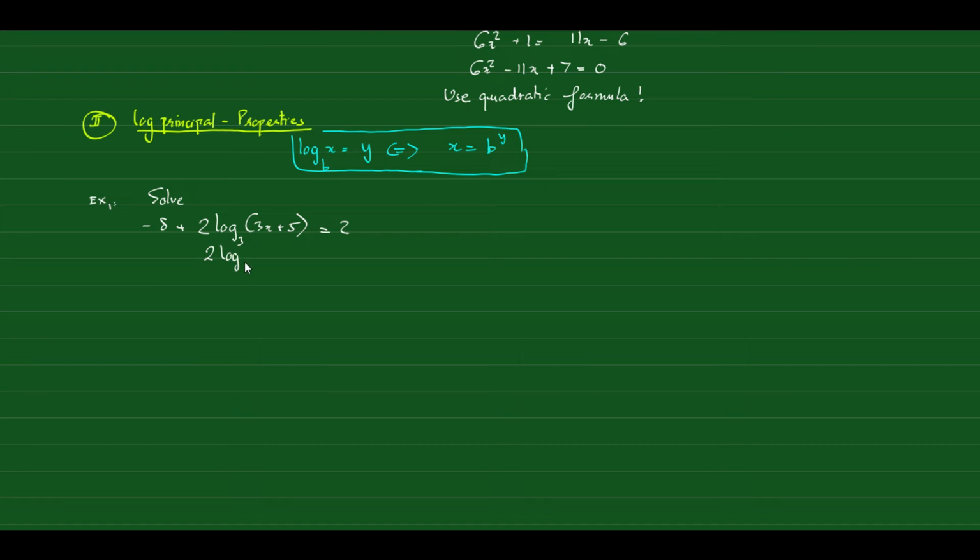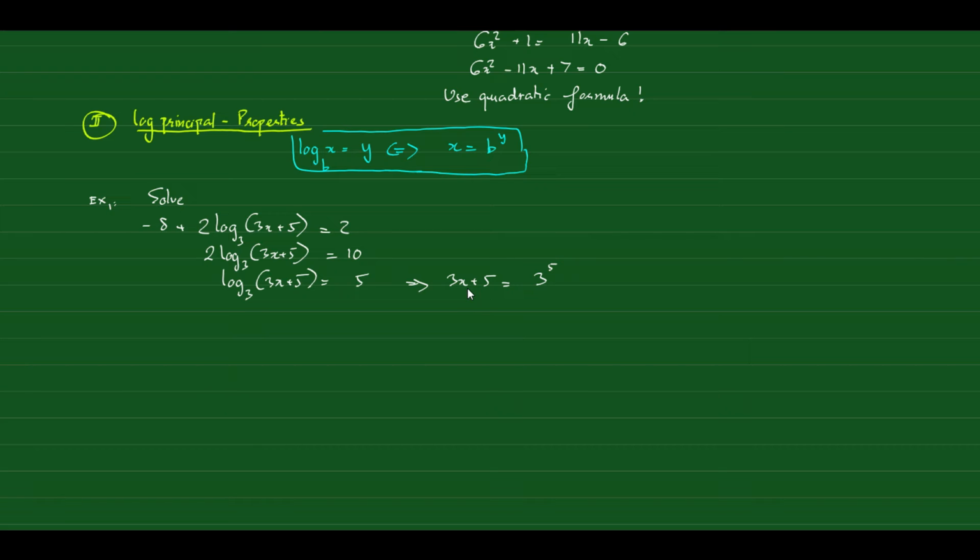So I need to get the log to the left hand side and remove everything else. I'm going to add 8 to both sides, which gives you 10. Then I divide both sides by 2, which gives you 5. And now you see that this is the base and this is the argument. So the argument equals the base raised to the y. So the argument here is equal to the base raised to the 5th power, which is a pretty big number.